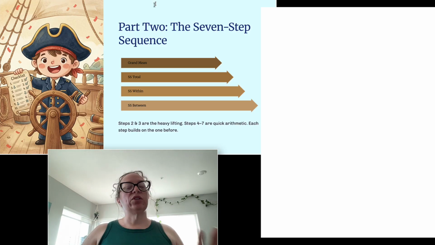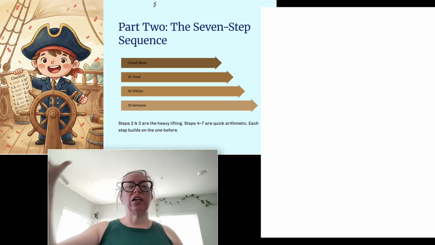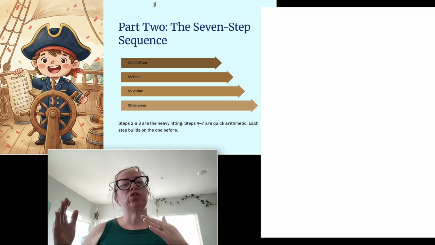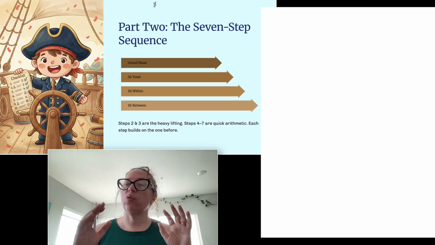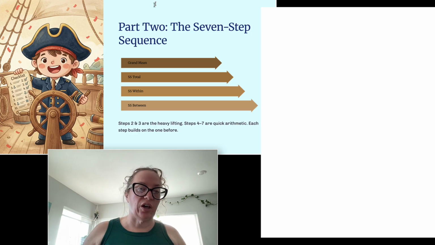When you see them all at once, it looks terrible, I know. The formulas seem to come from nowhere. There's Greek letters, there's algebra, but here's what I want you to notice. Each formula builds on the one before it. There's a logical sequence. Take it one step at a time and you won't get lost.